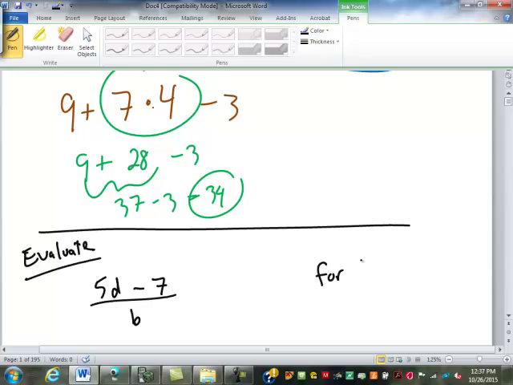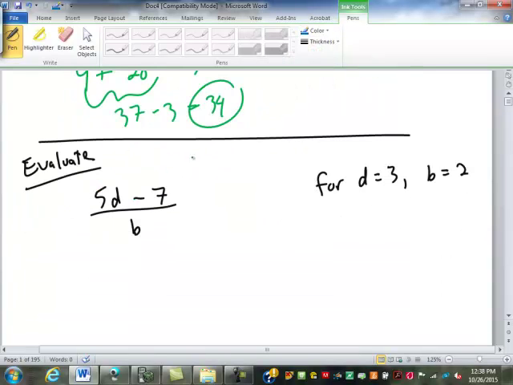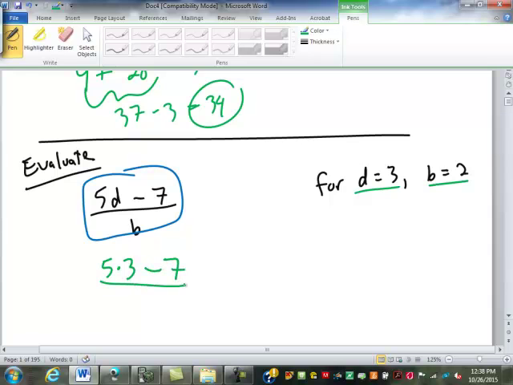Evaluate 5d minus 7 over b for d equal 3 and b equal 2. So what would we do? Okay, what we're being asked to do is, this is a generic formula, and we're being asked to replace each letter, each variable, with its assigned value. So instead of 5d, that becomes 5 times 3. 5d is 5 times d, so replace d with 3 is 5 times 3. Minus 7 over b is going to be 2.